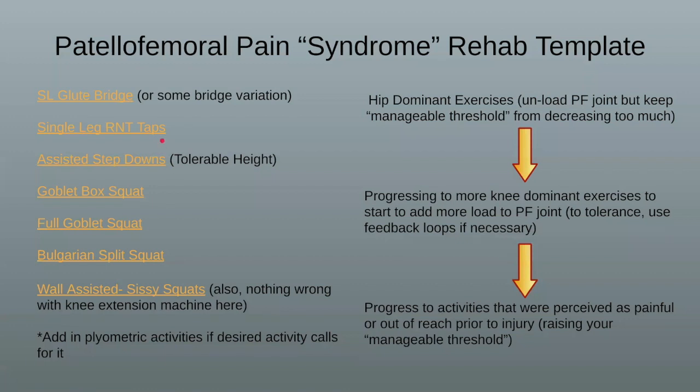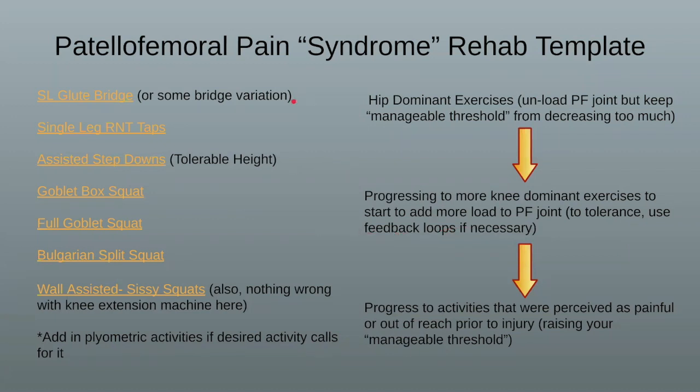So we want to make sure that you're moving and loading structures right away. So we're talking about hip dominant exercises, and that's just so we don't piss that knee off worse than it already is. But again, we need to slowly start to move down the chain and really start to load that knee and load that patellofemoral joint and your quad and everything around it if we really want to get you out of this cycle. So it's the same idea.